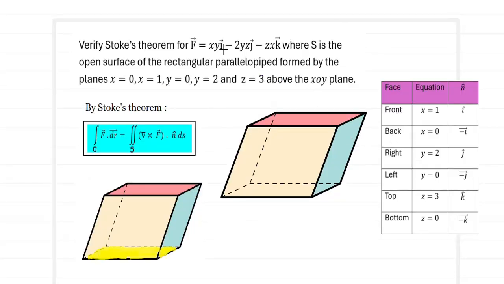Verify Stokes theorem for F vector equal to xy i minus 2yz j minus zx k, where S is the open surface of a rectangular parallelepiped formed by the planes x equal to 0, x equal to 1, y equal to 0, y equal to 2 and z equal to 3 above the xy plane. We have been asked to verify Stokes theorem. The first mark will be given for the formula. So first state, by Stokes theorem, we know that integral over C of F vector dot dr vector is double integral over S of del cross F dot n cap ds.